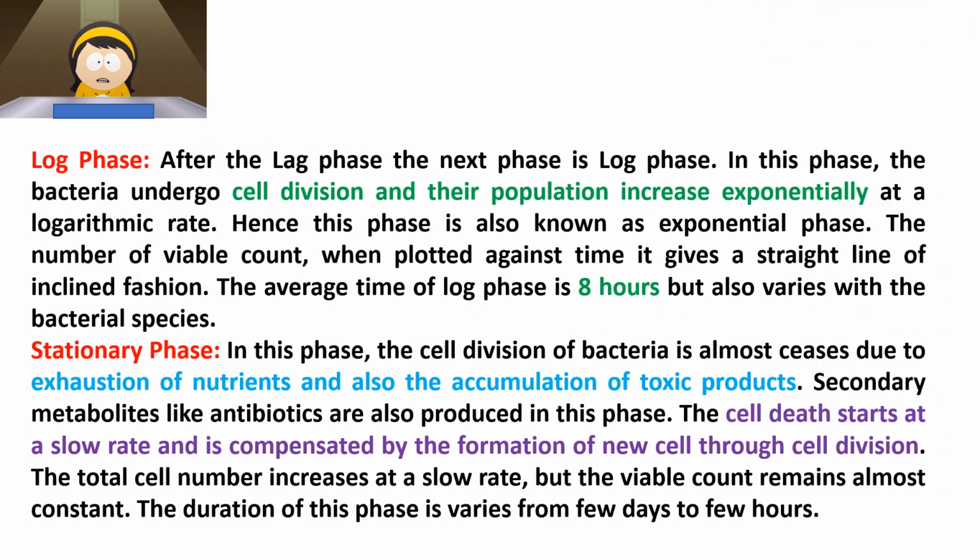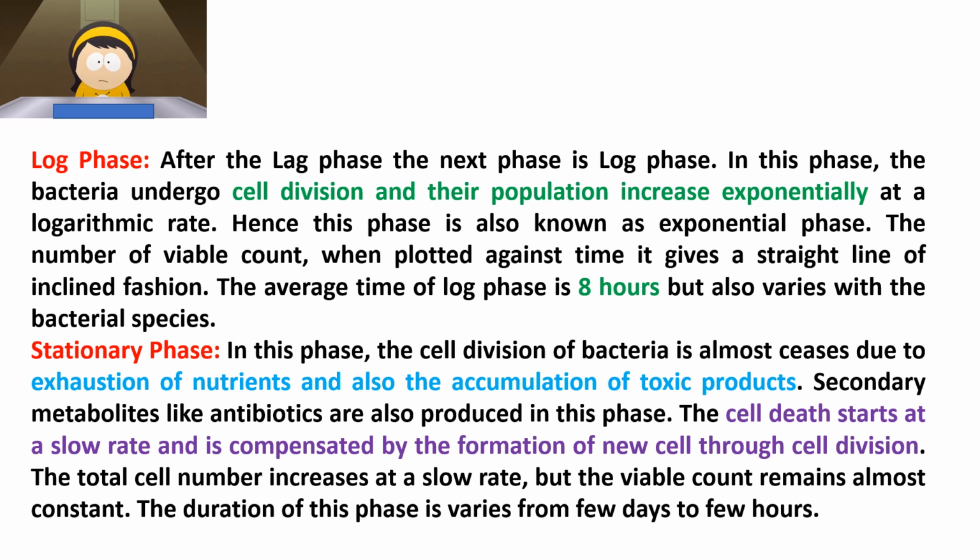Log phase. After the lag phase, the next phase is log phase. In this phase, the bacteria undergo cell division and their population increases exponentially at a logarithmic rate. Hence this phase is also known as exponential phase. The number of viable count, when plotted against time, gives a straight line of inclined fashion. The average time of log phase is 8 hours, but also varies with the bacterial species.